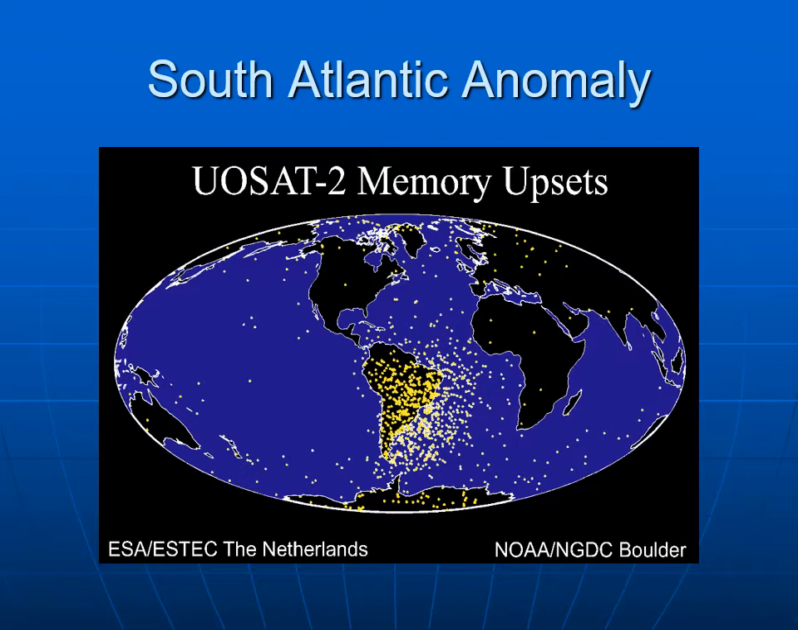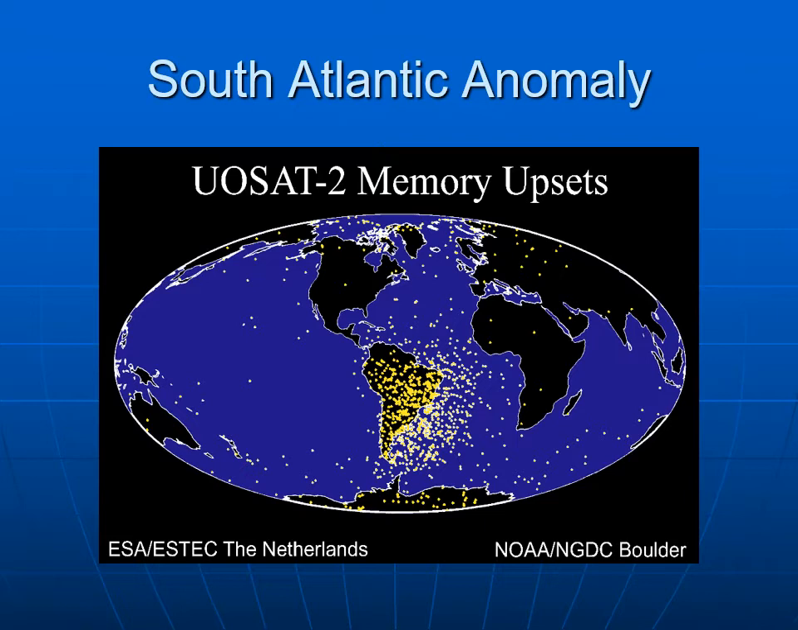Satellites orbiting beneath the Van Allen belts, interestingly enough, still have radiation exposure sometimes. And since the early days of space exploration, they noticed that this happened a whole lot over the South Atlantic. This is actually a Dutch satellite from the Netherlands that was in orbit around the Earth, and the little yellow dots plot the places where it had a memory upset or something that interfered in the memory due to radiation.